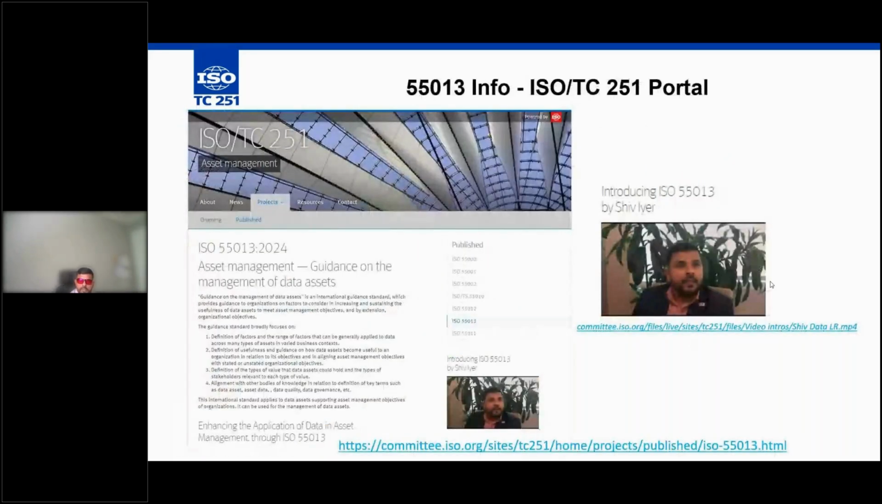The 55013 standard also has its own home on the TC251 portal. If you go to this website at the bottom, you should be able to see all our ongoing and published work by this committee. And when you come to 55013, we have a nice page laid out there explaining the genesis of the standard, why it came into existence, and what the standard is aiming to achieve. You would also find a short video from me introducing the standard when it was in the mid stages of completion. I think this was shot in Philadelphia last year as we were getting ready to finish.